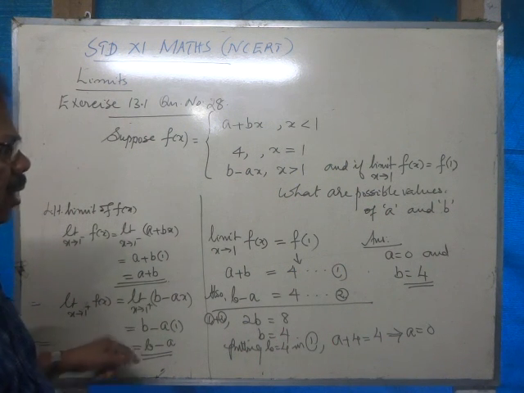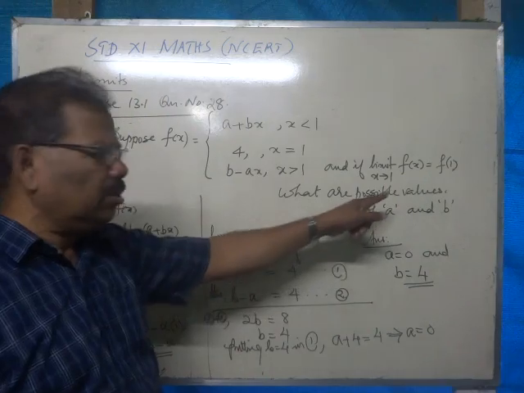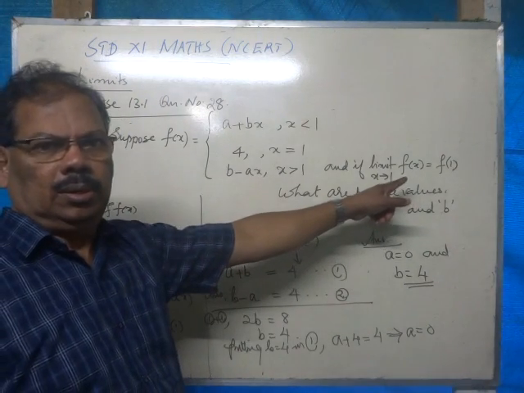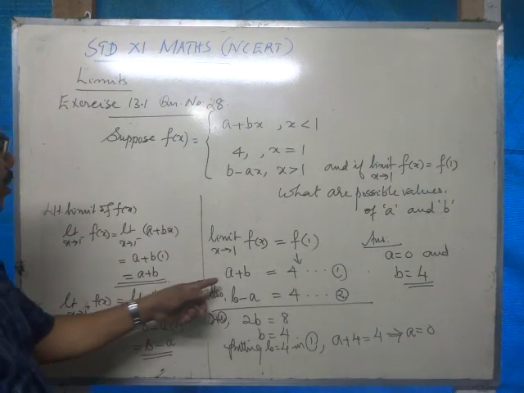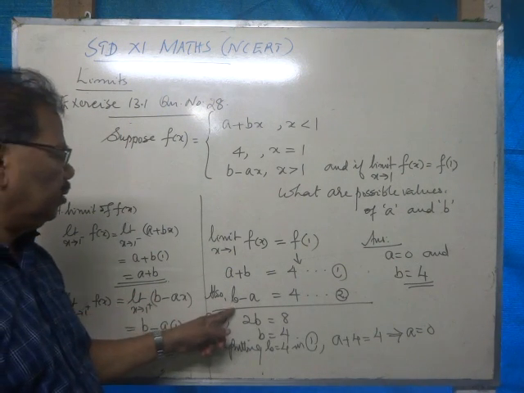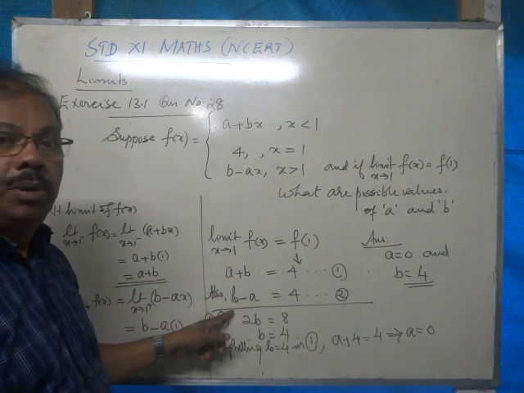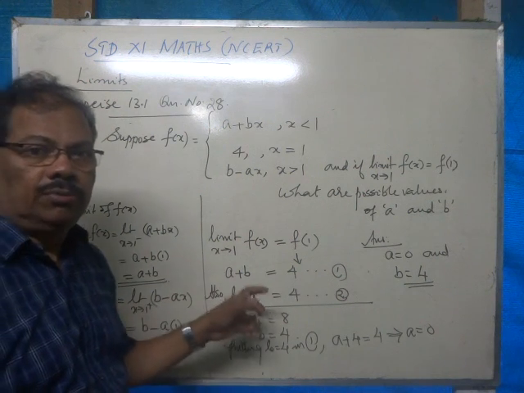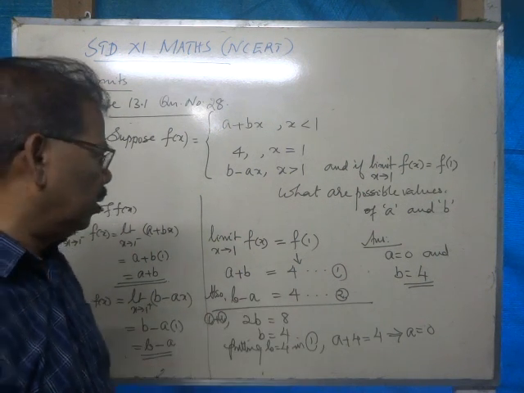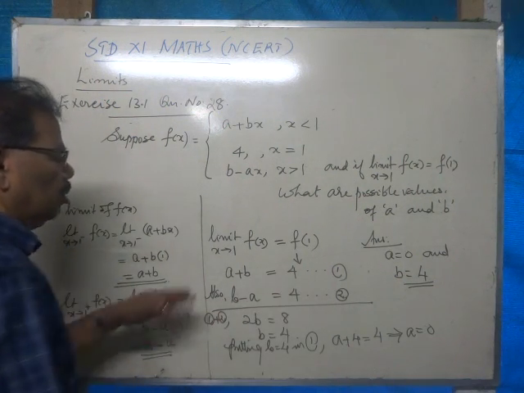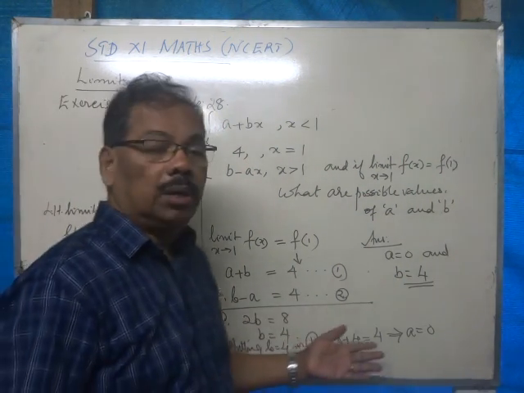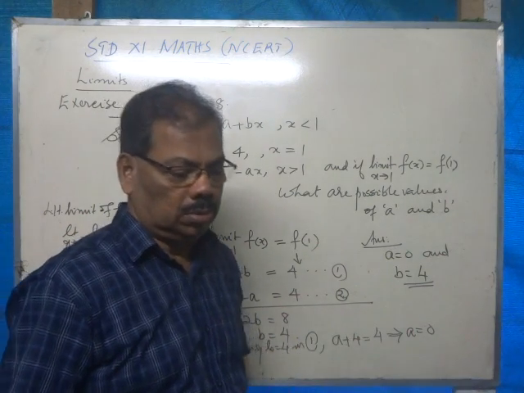Since limit x tends to 1 is equal to f of 1 as given in the question, we can say this a plus b and b minus a should be equal for the existence of limit x tends to 1. So we can write two equations, a plus b equals 4, b minus a equals 4. Solving it, we get a equals 0 and b equals 4. Right.